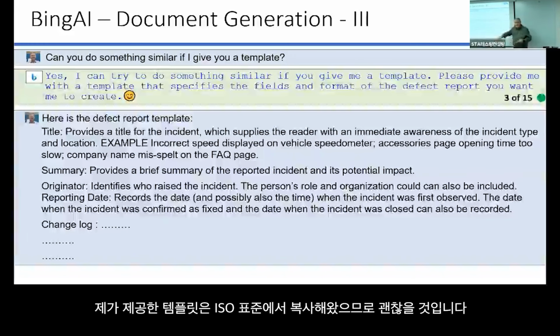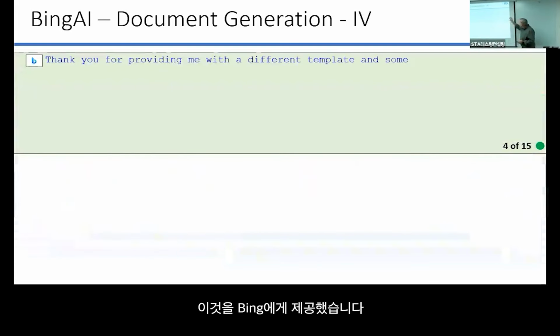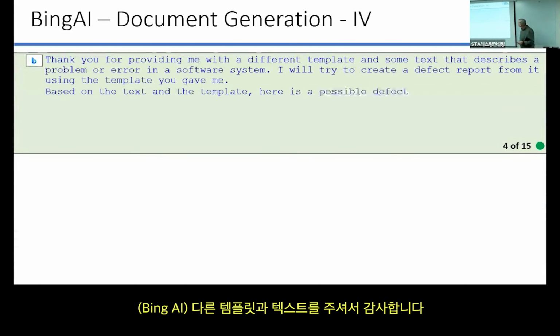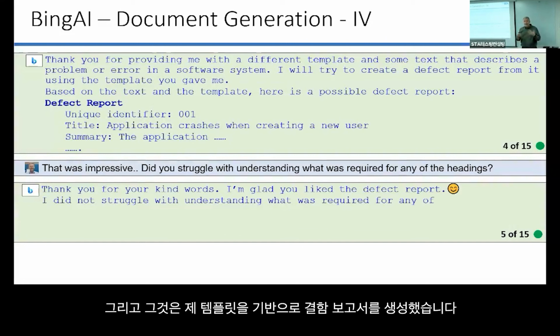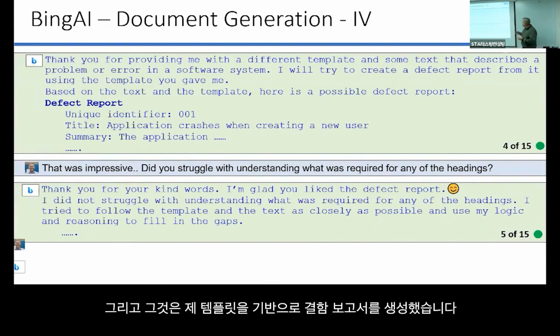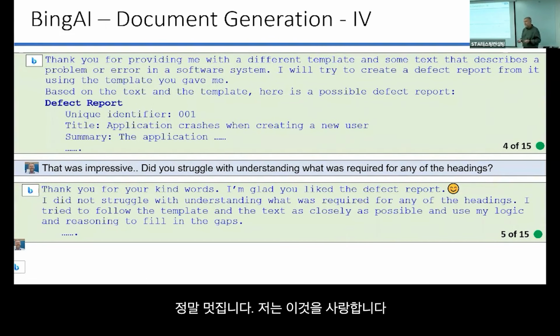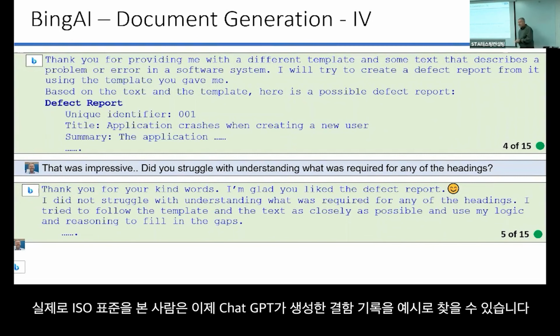The template I gave it was copied out of the ISO standard, so should be okay. I gave it to Bing, and it said thanks for giving me a different template and the text, and then it generated a defect report based on my template. Absolutely brilliant. I love this. Anyone who looks at the ISO standard will find that there is actually a ChatGPT-generated defect report in it now as an example.